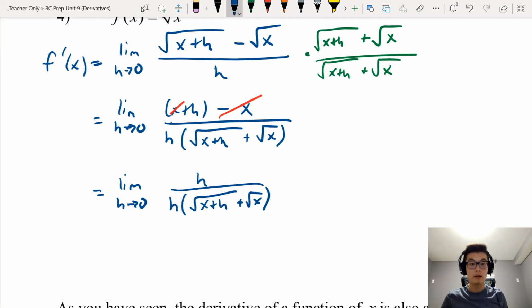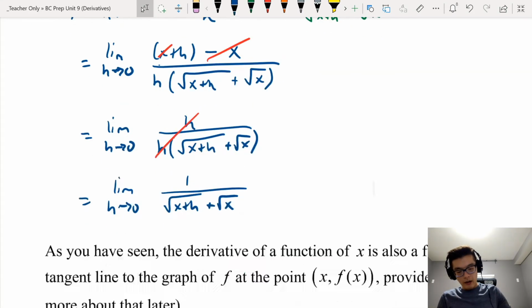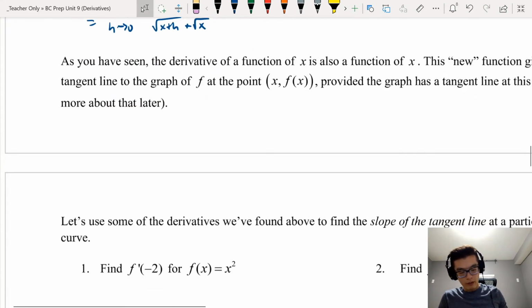Okay. Hopefully now you see why we didn't distribute the h in the first place, because now we can cancel it out. So we're left with this. And now you try the plug and chug and see what happens from there. Now, go ahead and pause if you need to, rewind if you need to as well.